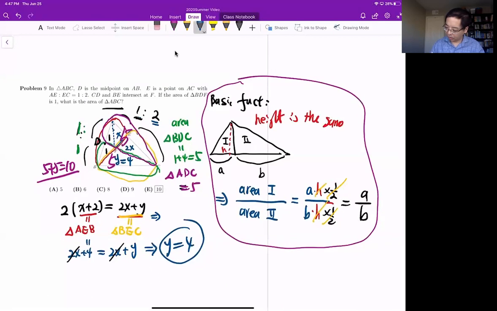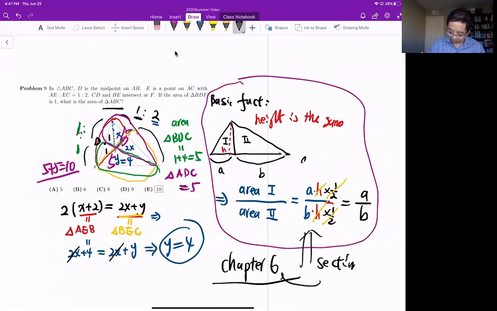Now, you can look at chapter 6 of the textbook. There's a section in chapter 6 that is specific for this technique. It's about this basic fact and several applications. All right.